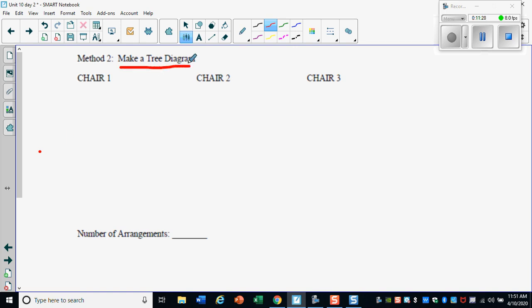So basically when you make a tree diagram, the headers of your tree diagram are going to be your positions. Think about in my positions, I had chair 1, chair 2, and chair 3. So I have 3 different positions. Now let's think about chair 1. In chair 1, what are the various people I can put there? Well, I can put person 1, or person 2, or person 3, or person 4. So I have 4 different possibilities that I can put in chair 1.